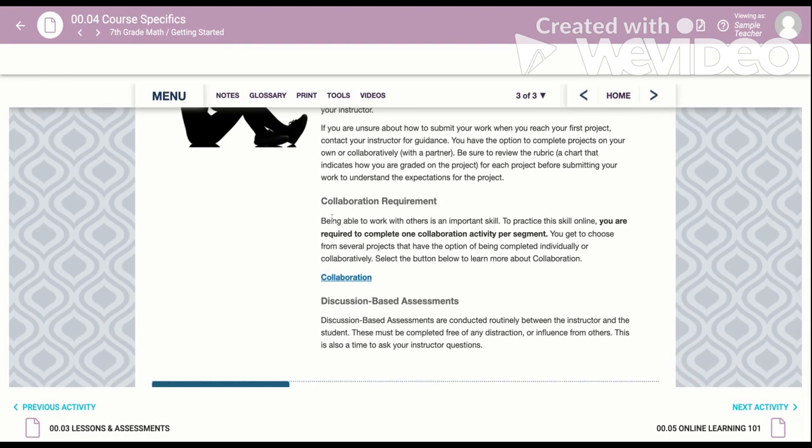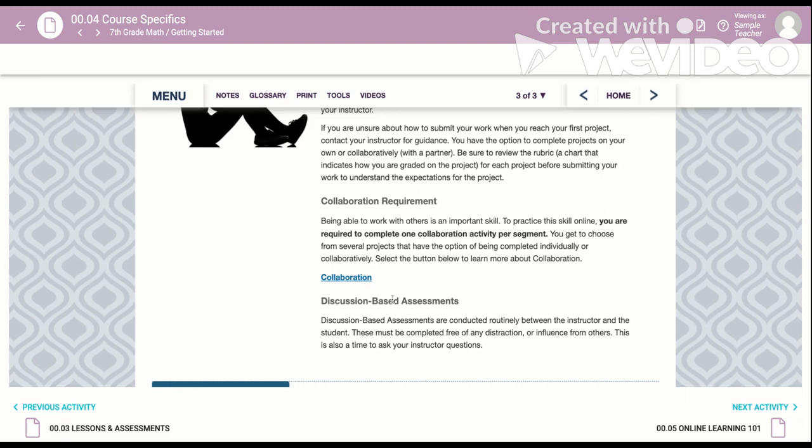Collaboration requirement. Being able to work with others is an important skill. To practice this skill online, you are required to complete one collaboration activity per segment. You get to choose from several projects that have the option of being completed individually or collaboratively. Select the button below to learn more about collaboration.